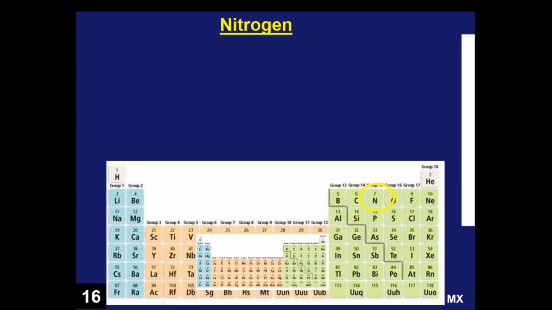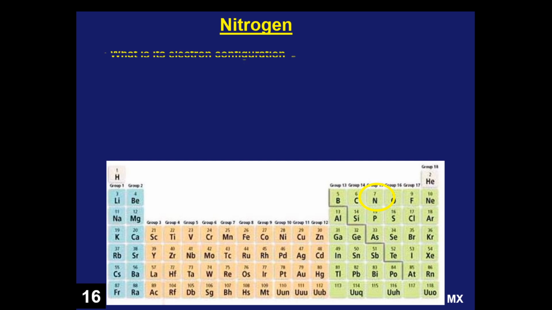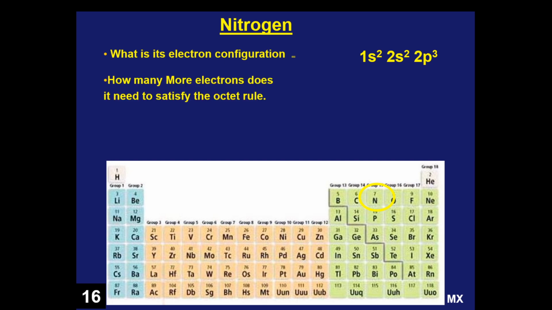Okay, so let's take a look at this. Nitrogen. From the position of nitrogen in the periodic table, you should be able to tell that nitrogen has this electron configuration: 1s2, 2s2, 2p3. Again, if this is not familiar to you, then please review the section on electrons and the chapter on the periodic table. So how many more electrons does it take to satisfy the octet rule? Right now, we're just looking at the outermost s and p, so 2s2, 2p3, that's 5 electrons. Magic number is 8. So it would need 3 more electrons to satisfy the octet rule.